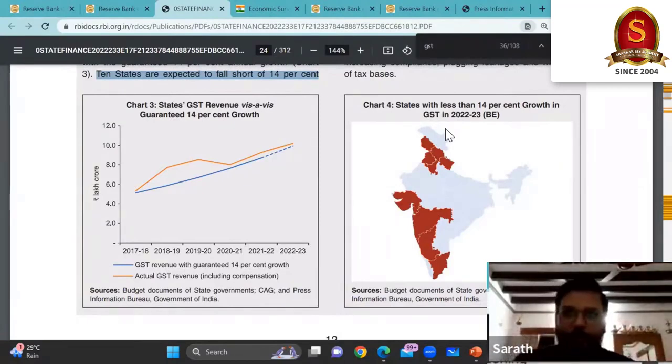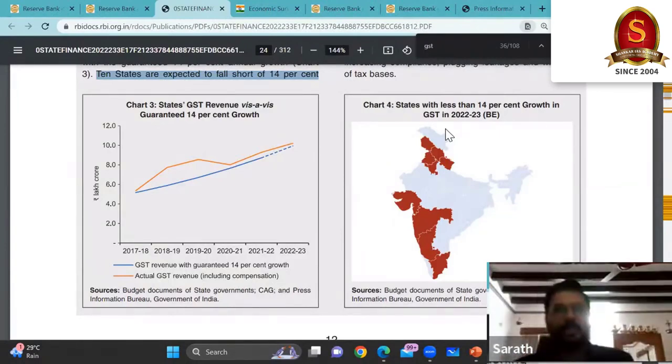Again, don't memorize how many states and all those things. Look at it. Is it all the states in the country? Most of the states in the country? No, it is less than half of the states that is there. So only 10 states out of, not only, but it is still not more than half. So 10 states out of 28 are falling short. 18 states are meeting the GST target that is there.